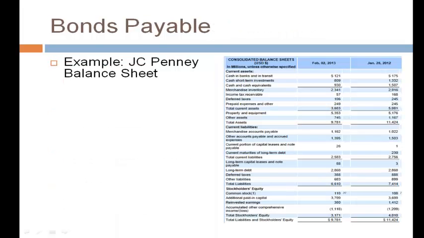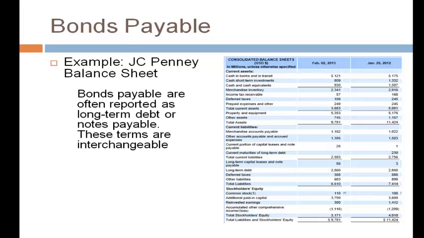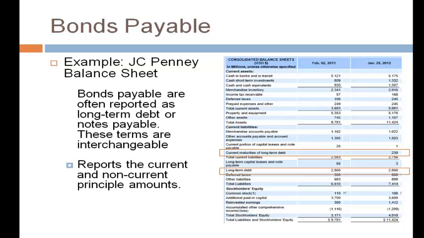Here is the balance sheet for J.C. Penney. Take a moment to locate the bonds payable on the balance sheet. Bonds payable is often reported as long-term debt or notes payable. These words are used interchangeably. J.C. Penney reports current long-term debt and non-current long-term debt. Interest payable is included in accrued expenses.